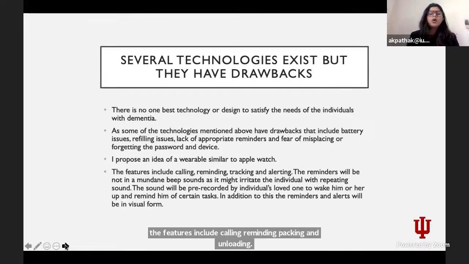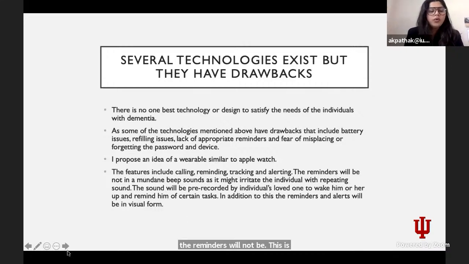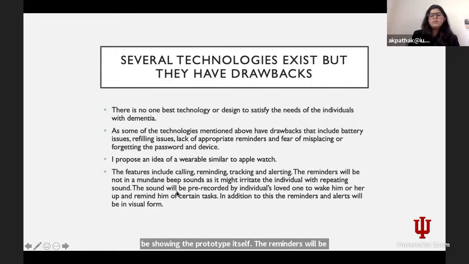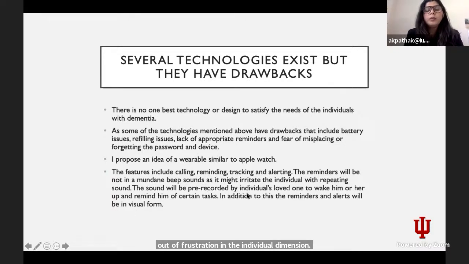The reminders will not be, this is just an overview. I will be showing the prototype itself. The reminders will not be in a mundane beep sound. Mundane beep sounds can really create a burnout of frustration in the individual with dementia. So the sound will be pre-recorded by the individual's loved one to wake him or her up.